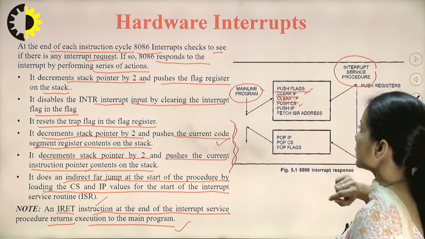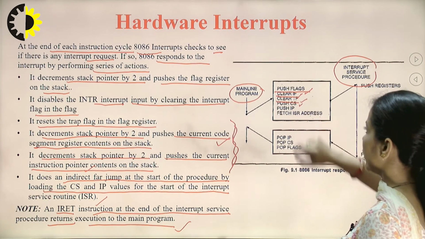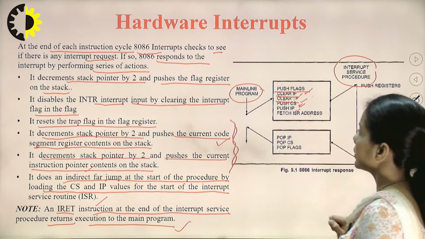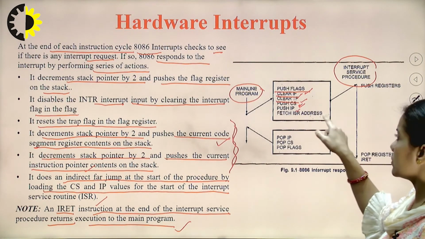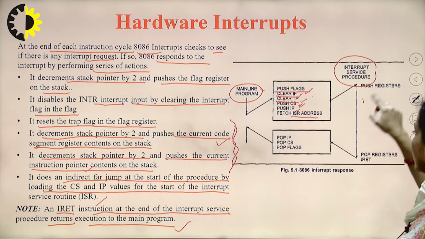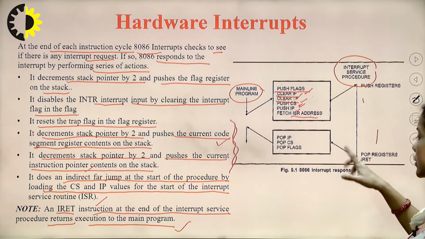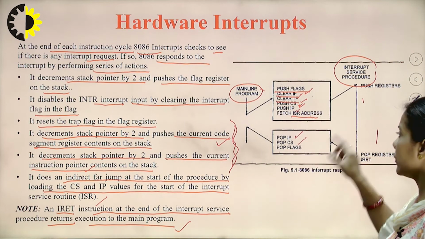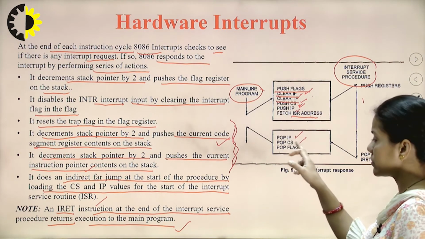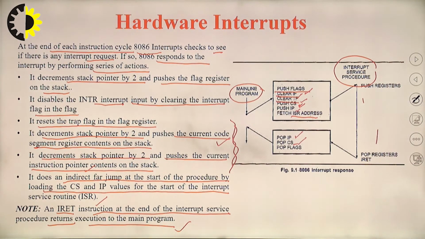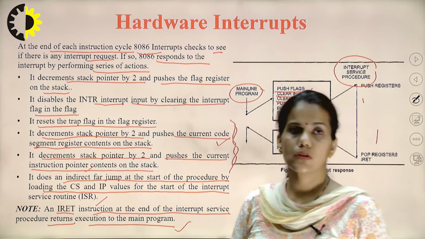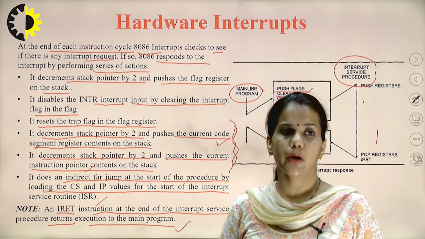First of all, the flags were pushed, the interrupt flag and trap flag were cleared, then the code segment register contents were pushed onto the stack, then the instruction pointer contents were pushed onto the stack, and then the ISR, that is the interrupt service routine address, is fetched. Now, here the register contents are popped. So, the instruction pointer, and whenever the IRET instruction is encountered, the instruction pointer and code segment register contents are popped from the stack, and lastly the flags are popped out of the stack. So, this is the whole procedure of interrupt execution.